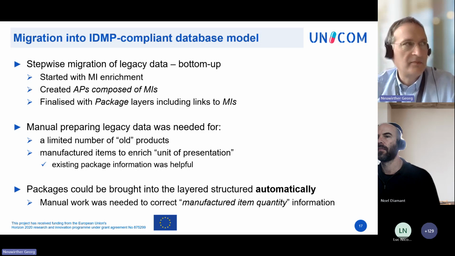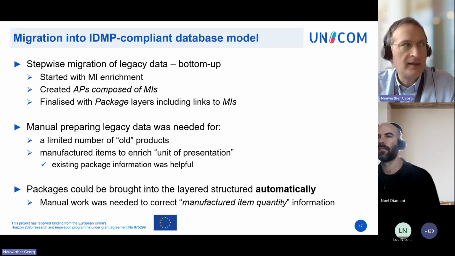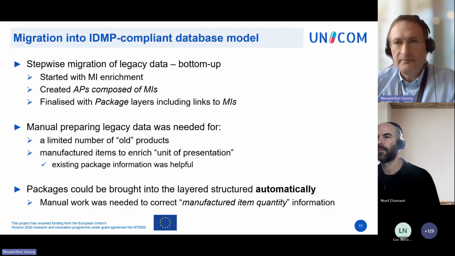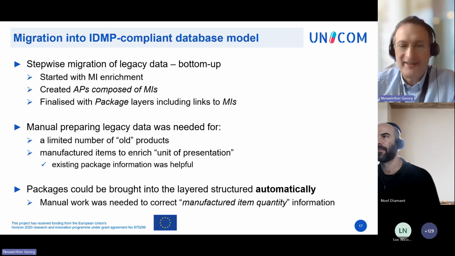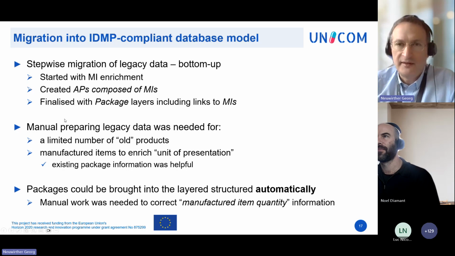So we planned a stepwise migration of legacy data from bottom up. So we started with enriching the manufactured items. This is something we had very similar already before, this concept. And so we started with this. Then we created this composition of which administered product consists of which MEs. Most of that could have been done automatically with business rules and with great ideas from experts in our agency. And then we moved on to the package layer and linked the MEs with the different package item layers.